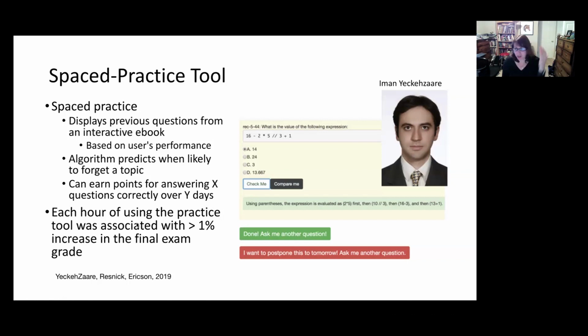We have found that students mostly like this tool. They really enjoy that it gives them fireworks when they complete the points for the day. And each hour of using the practice tool was associated with a 1% increase in the final exam grade.